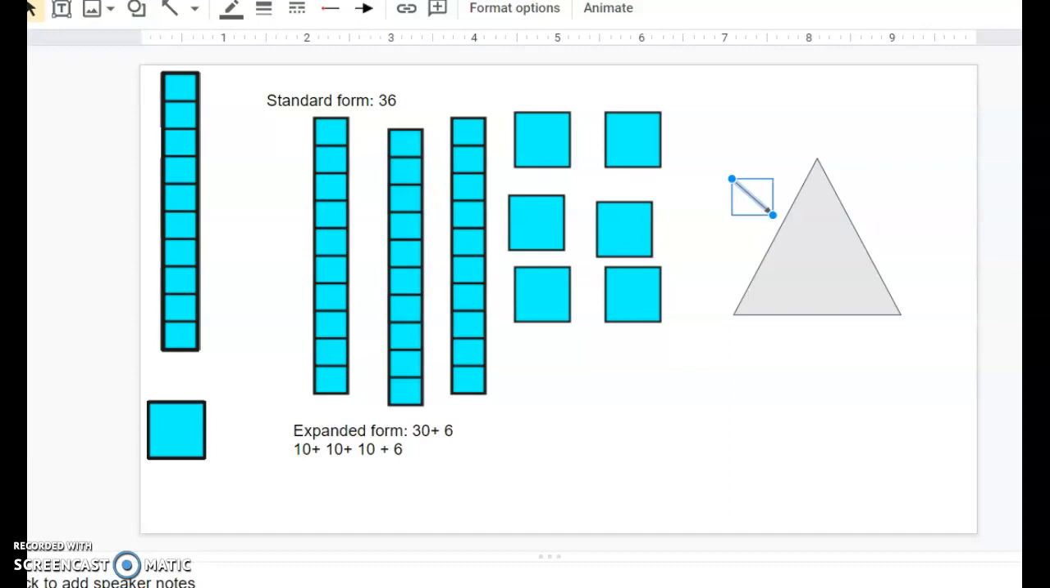You may have also heard your teacher referring to subitizing. Subitize is instant number recognition. So if I rolled a dice and I rolled a 2, that would be subitizing.